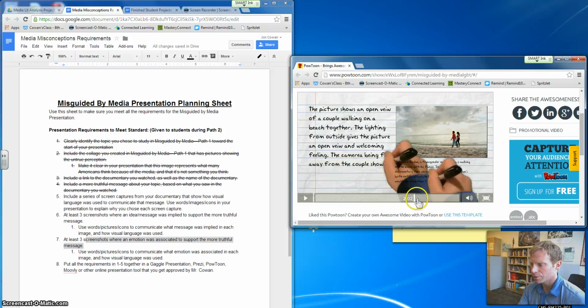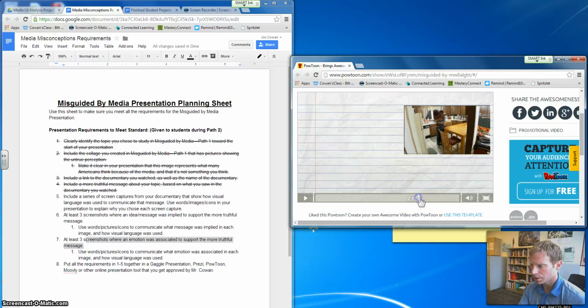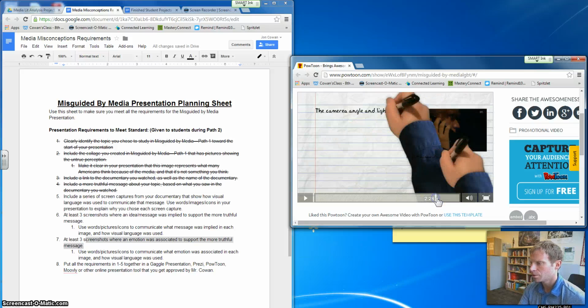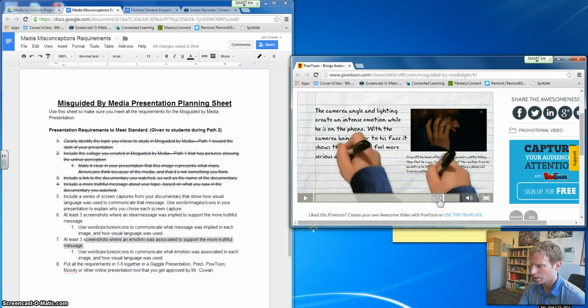So they're talking about how visual language is used now to communicate a feeling. Same deal in this one, they talk about how visual language is used to associate a feeling. And same deal with this, they talk about how it's used to associate an emotion. So they did three images that were used to communicate a message, and talked about how visual language was used for that, and three images that were used to associate an emotion, and talked about how visual language was used for that. That's your job.